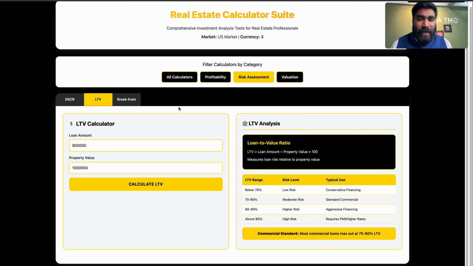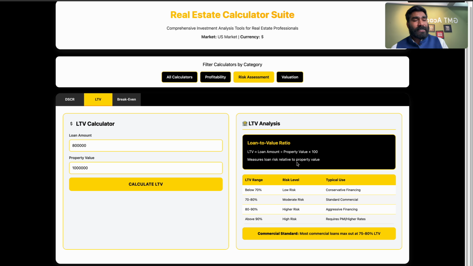Then let's talk about LTV, loan to value, or how we calculate loan to value. We calculate loan to value as the loan amount divided by the property value, times 100. So LTV measures loan risk relative to property value. We have some standard benchmarks. Below 70% we consider low risk and conservative financing. 70 to 80% is treated as moderate risk and standard commercial. 80 to 90% is higher risk, aggressive financing. Above 90% is high risk, requiring PMI and higher rates.